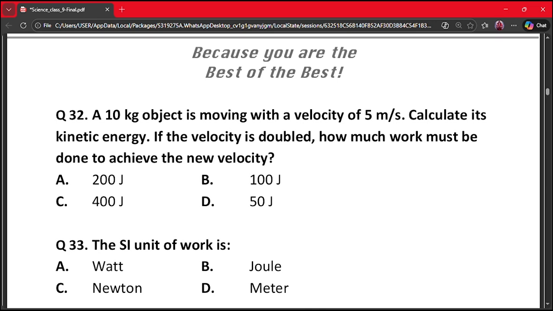Let's move on to the next question, that is question number 32. A 10 kg object is moving with a velocity of 5 meter per second. Calculate its kinetic energy. If the velocity is doubled, how much work must be done to achieve the new velocity? A. 200J, B. 100J, C. 400J, and D. 50J. So here kinetic energy is equal to 1 by 2 mv square. So when velocity doubles, kinetic energy becomes 4 times. So extra work is 400J. So our correct answer is option number C.